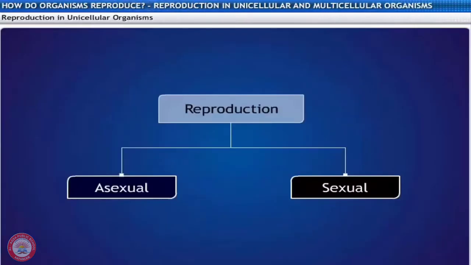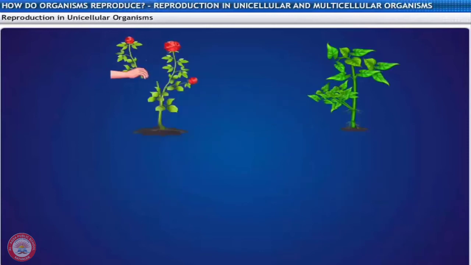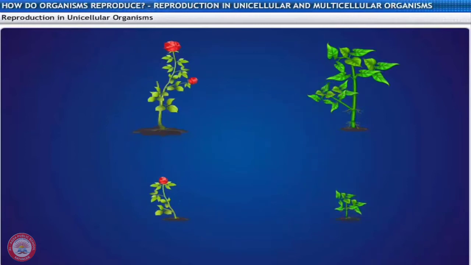Now let us see the different modes of reproduction. Reproduction can be of two modes, that is asexual and sexual reproduction, depending on the body design of the organisms. The asexual mode of reproduction, as you know, is the one in which only a single parent is involved. That is, from a single parent, the next generation can be produced.